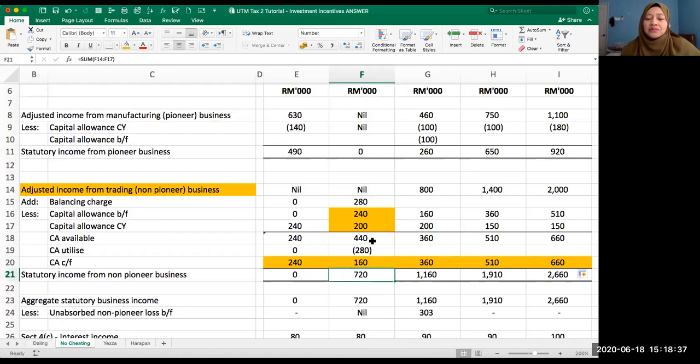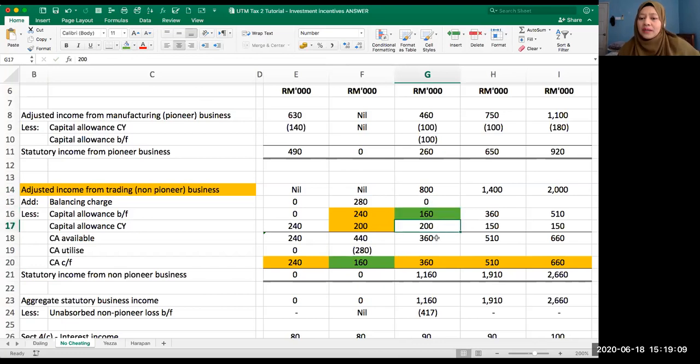As a result, statutory income is actually 280 plus you punya income kat sini kan. Campur how much you utilize lah. So again is 0. Right, and okay, next year you have adjusted income of 800. You don't have any balancing charge. Capital allowance brought forward is 160. Where do you get that 160 from? Here. Yeah, so you can see that 160 here now becomes 160 brought forward in the following year.